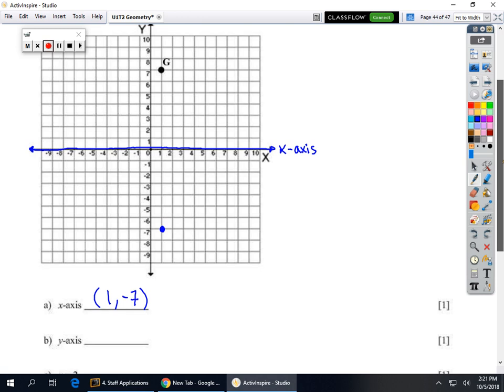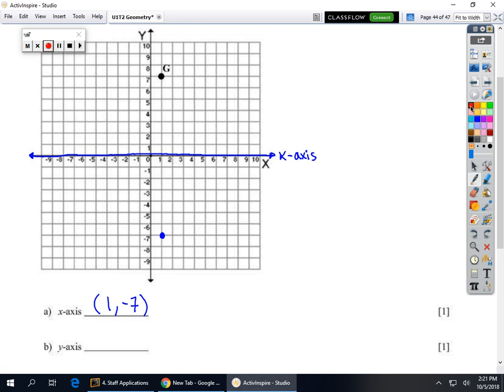Next one, we're now reflecting it over the y-axis. Let's see this in red. So the y-axis is here. If I'm reflecting across the y-axis, G is 1 space to the right, so if I reflect it, it'll be 1 space to the left. And we're going to mark this coordinate. This coordinate is negative 1, 7. So let's write it here, negative 1, 7. So these are the easy ones.